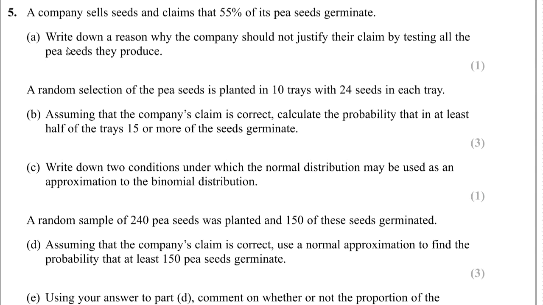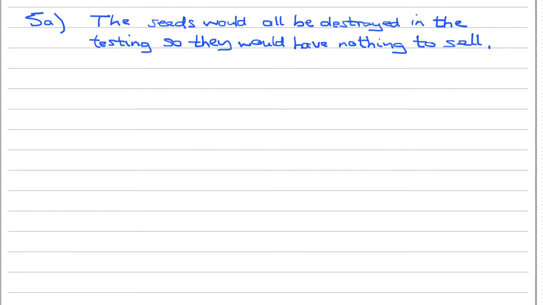5a, the question asks, write down a reason why the company should not justify their claim by testing all of the peas they produce. Well, if they tested everything, then they'd have nothing to sell. So we'd write an answer something like this: the seeds would all be destroyed in the testing, so they would have nothing to sell.